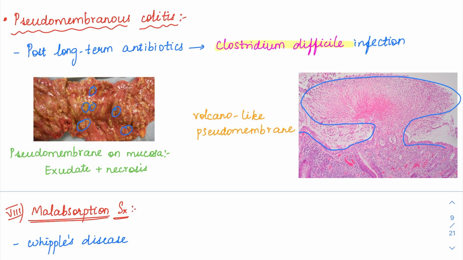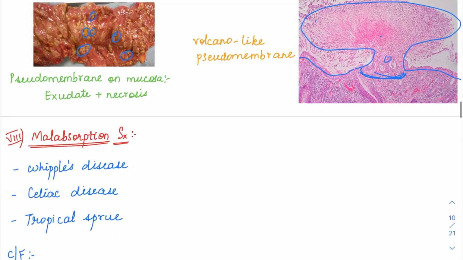So this is the normal intestine. From here, this is the area of ulceration, and above which it has formed this pseudomembrane. Lots of necrosis is there, inflammatory cells are there, and also granulation tissue is being formed. So if they give this image, it is a spot diagnosis you should make. It is a pseudomembranous colitis caused by Clostridium difficile infection.